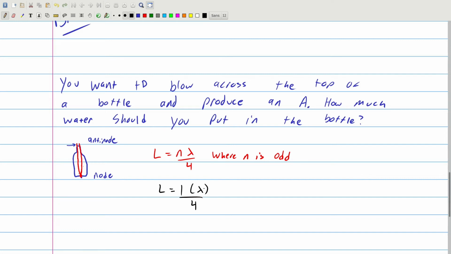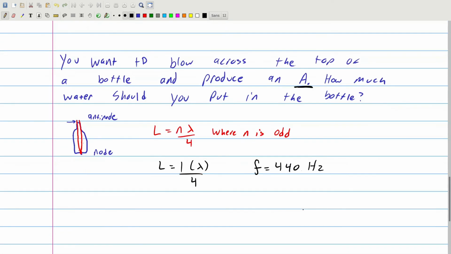The only problem right now is that we don't know what lambda is, but we are given this thing about the frequency of A, about the pitch of A. And we know that the frequency of A is going to be 440 hertz. That's a middle A. Turns out that frequency might be ridiculously large for this size, but we're just going to go with it and see what happens.